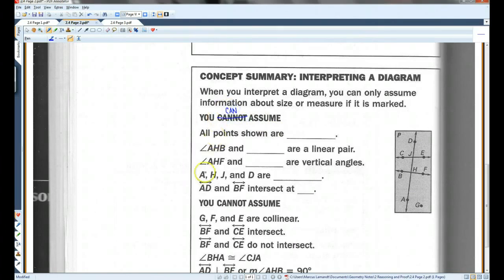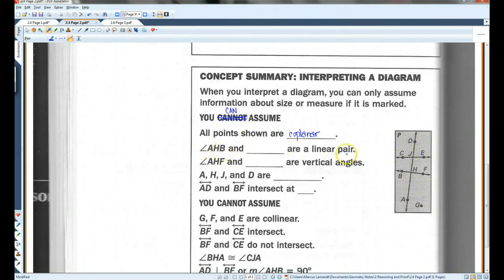Okay, so these are things you can assume. These are things that you cannot assume. So go ahead and make that correction in your notes. You can assume that all the points shown are coplanar. You know they're coplanar because they're all contained in this little rectangle here, in plane P.